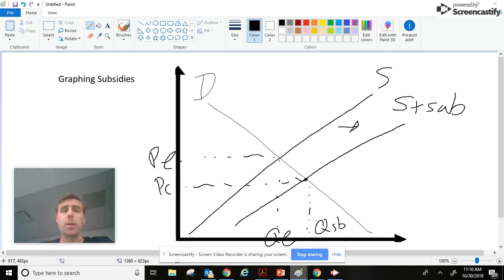Now, when we're trying to graph the actual subsidy itself, what we do is we always go for taxes and subsidies. We go new supply, which is here, and we take that to the old supply line. So new supply equilibrium to the old supply line.